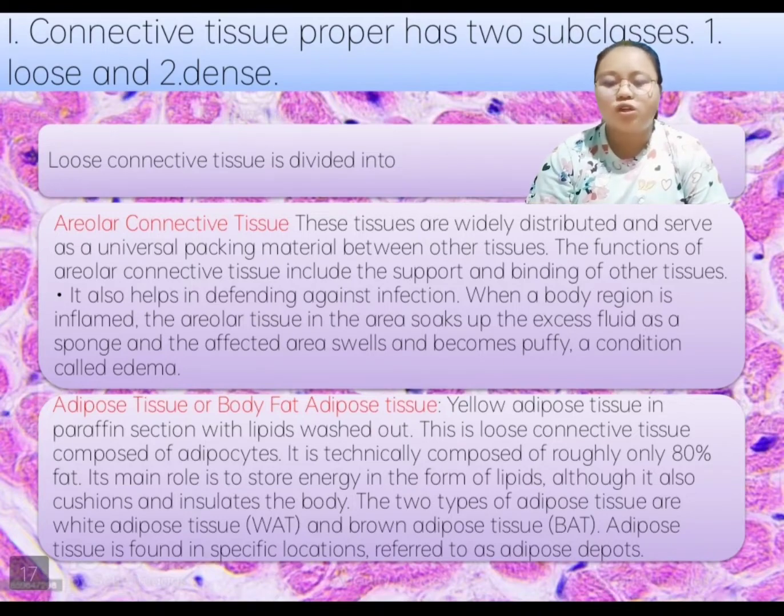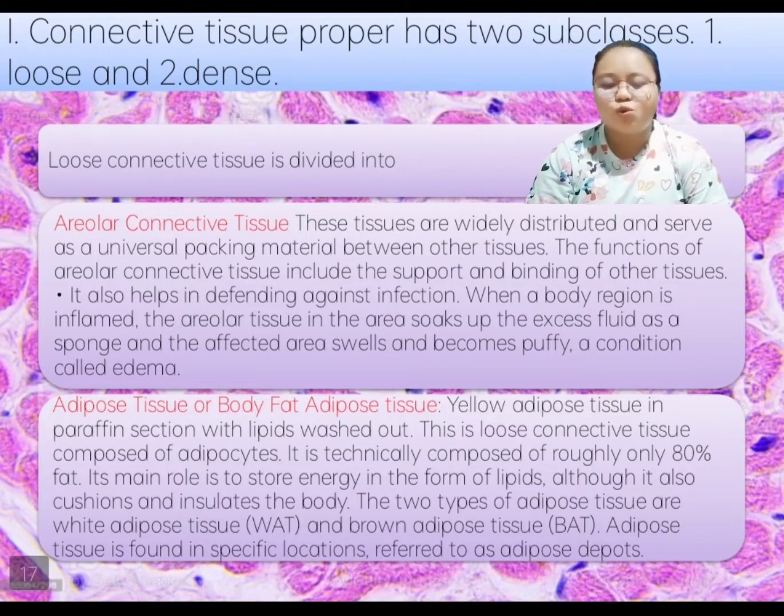When a body region is inflamed, the areolar tissue in the area soaks up the excess fluid like a sponge, and the affected area swells and becomes puffy, a condition called edema. For the second one, adipose tissue or body fat tissue.